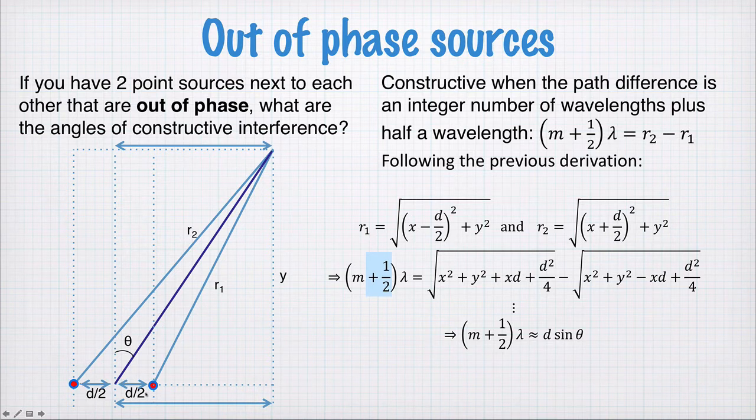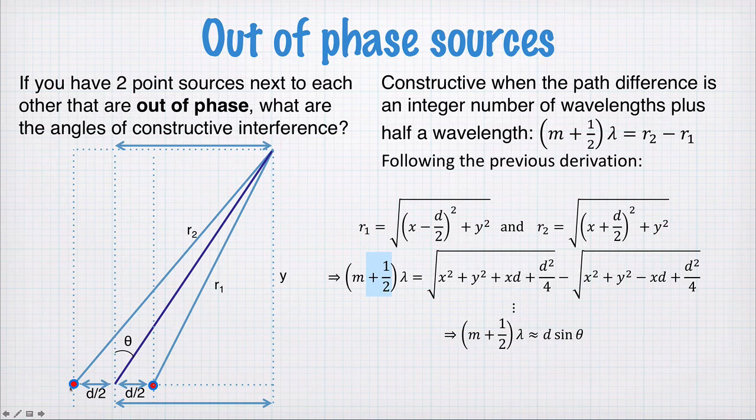If they were pi on 2 out of phase, so 90 degrees out of phase, then you can ask what difference in lengths here between R1 and R2 do you need to get back constructive interference. You need to add an extra quarter of a wavelength somewhere, in other words, to give you that pi on 2 phase shift. You could also ask questions about what angle do you get destructive interference.